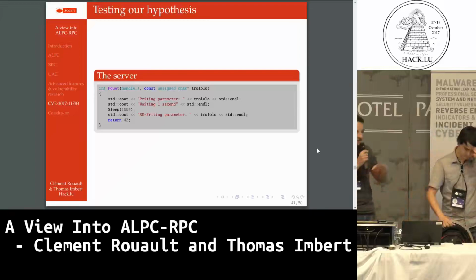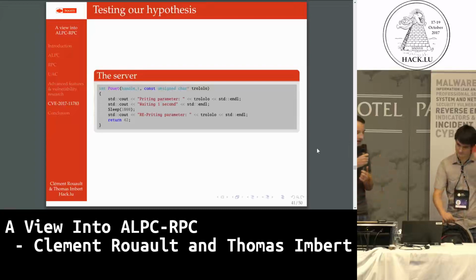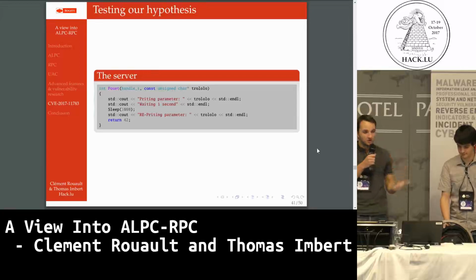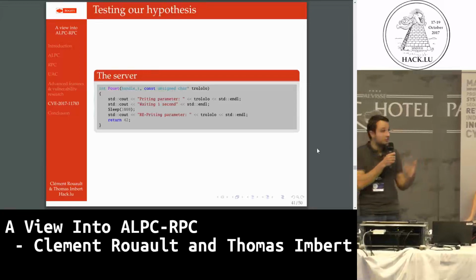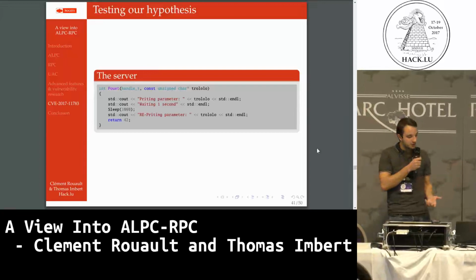Okay, so to give you a little context about where we are now: during 2 months, we just looked at binary dumps, trying to find out which field does what in ALPC and RPC. After that, we found a new UAC bypass. Why not? We tried to send a view to another server, and we found out that we could.